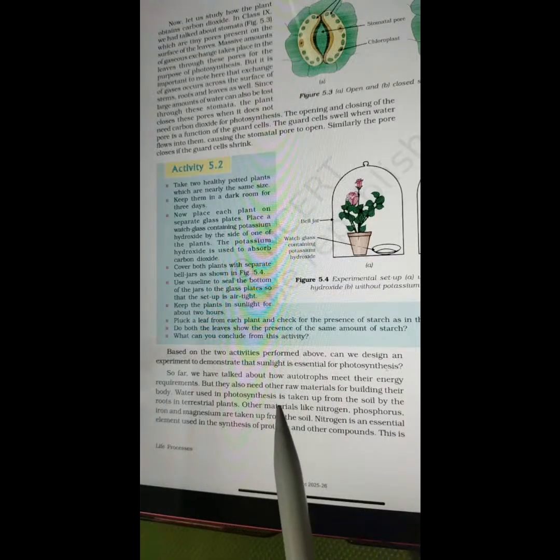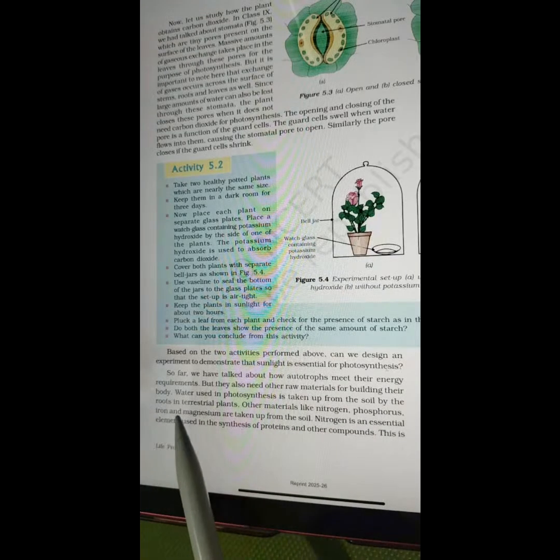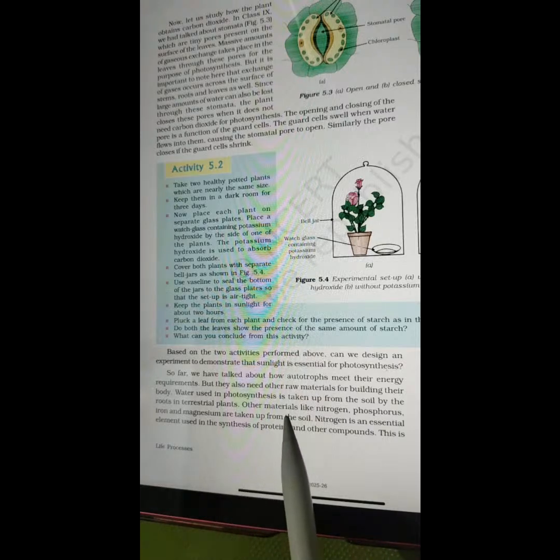But they also need other raw materials for building their body. Water used in photosynthesis is taken up from the soil by the roots in terrestrial plants. Other materials like nitrogen, phosphorus, iron, and magnesium are taken up from the soil. Nitrogen is an essential element used in the synthesis of proteins and other compounds.